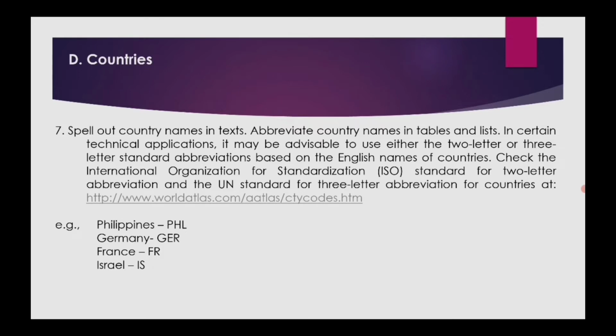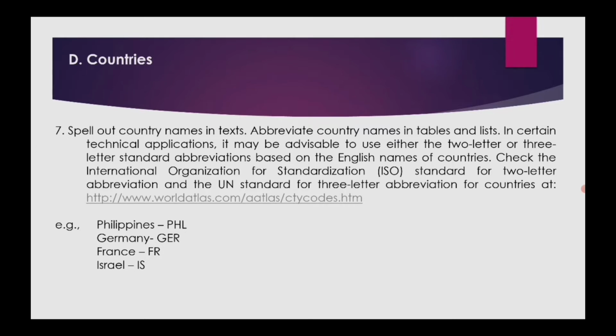Abbreviating countries. Spell out country names in texts. Abbreviate country names in tables and lists. So if you write or jot down the country names in tables and lists, you can abbreviate them. For example, Philippines, you can just write PHL. They do that, you see that when you go to the airport, for example, looking for your flight list.